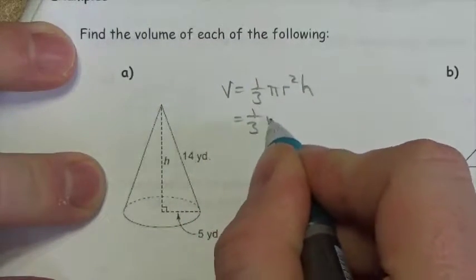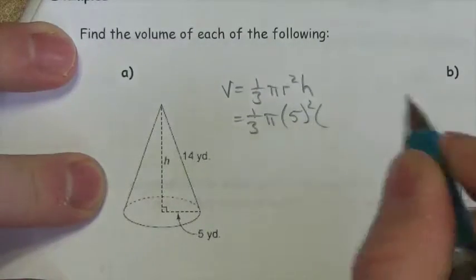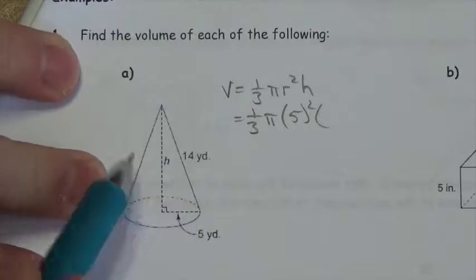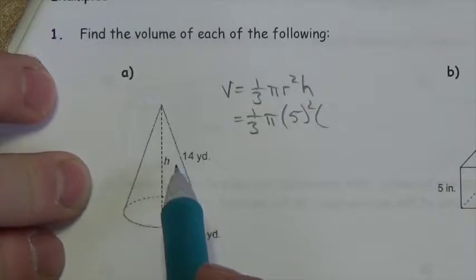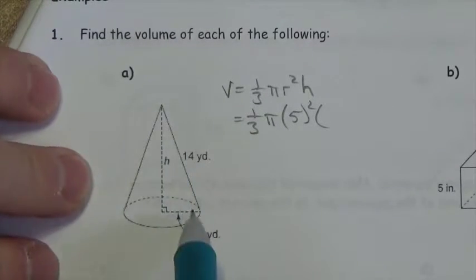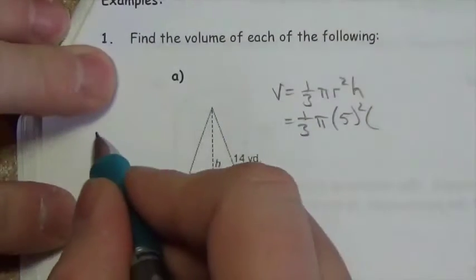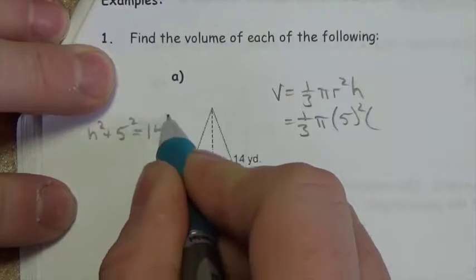I've got 1/3 pi. I know that the radius there is 5 squared times, I don't know what the height is. That's not the height. That 14 is this distance right here. So that ain't it. So I got to figure out what that height is. Well, fortunately, that forms a right angle triangle, so I can use the Pythagorean theorem. I know that h squared plus 5 squared is going to equal 14 squared.